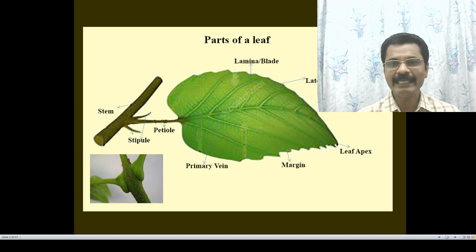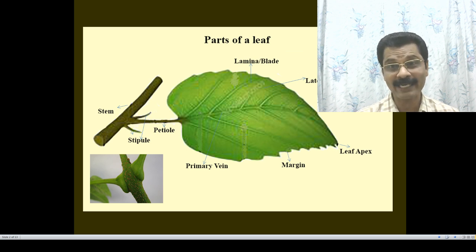Each and every leaf has three parts: leaf base, a stalk called petiole, and an expanded region called lamina or leaf blade. The point of petiole attaching on the stem is called leaf base. If the leaf base is swollen, it is called pulvinus. Such leaves are called pulvinate. On either side of the leaf base, small scale-like structures are there. These are called stipules.